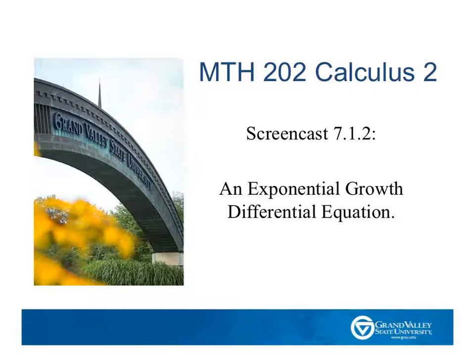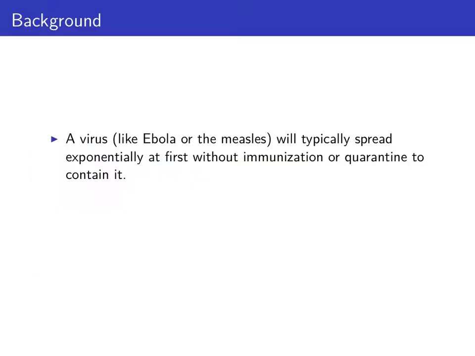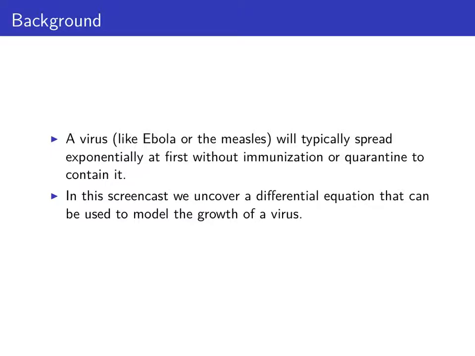In this edition, we're going to talk about a differential equation to model exponential growth. Populations of things like people or viruses typically spread exponentially at first if there's no quarantine to contain them or no immunization for them. In this screencast, we'll uncover a differential equation that can be used to model the growth of a virus.